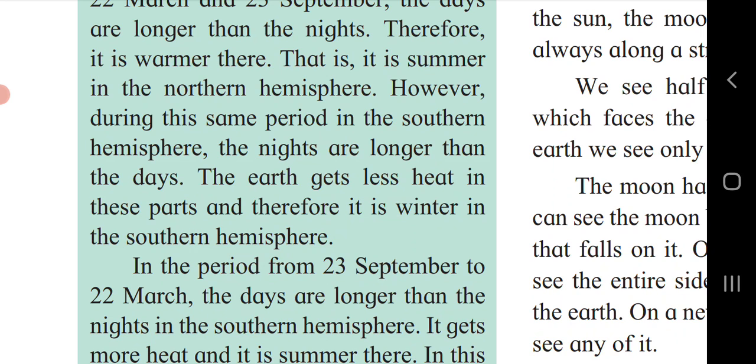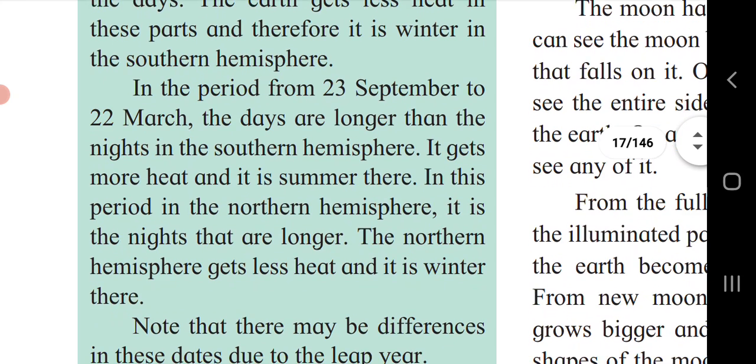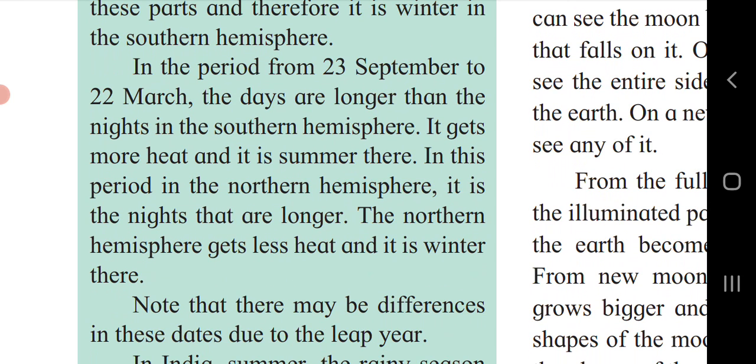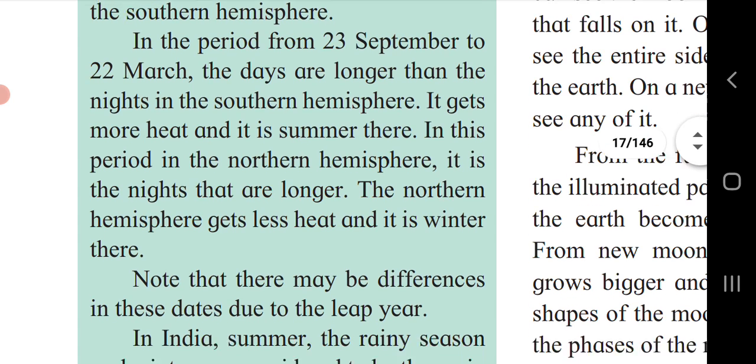However, during this same period in the southern hemisphere, the nights are longer than the days. The earth gets less heat in these parts and therefore it is winter in the southern hemisphere. In the period from 23rd September to 22nd March, the days are longer than the nights in the southern hemisphere. It gets more heat and it is summer there. In this period in the northern hemisphere, the nights are longer. The northern hemisphere gets less heat and it is winter there. Note that there may be a difference in these dates due to the leap year.